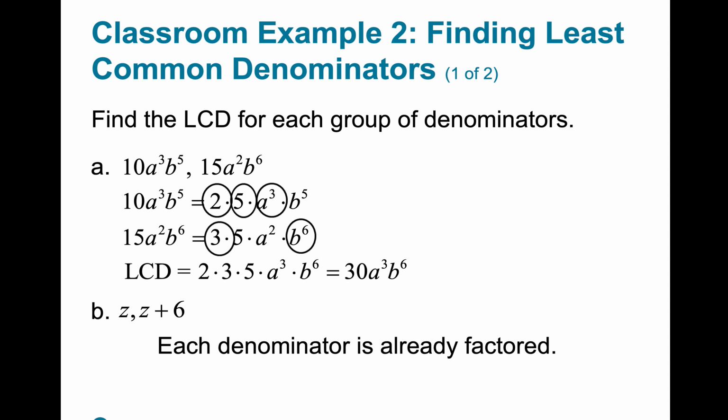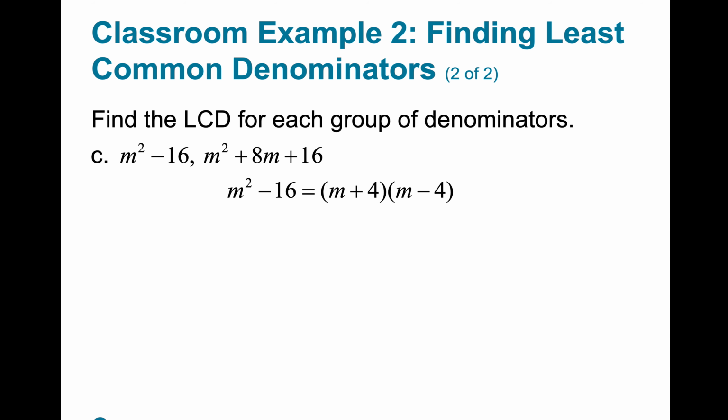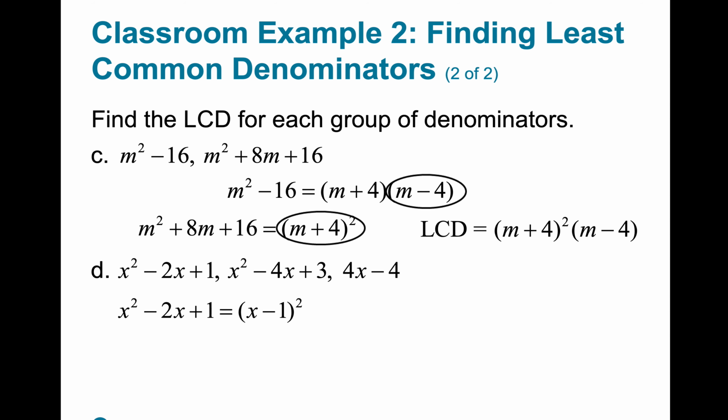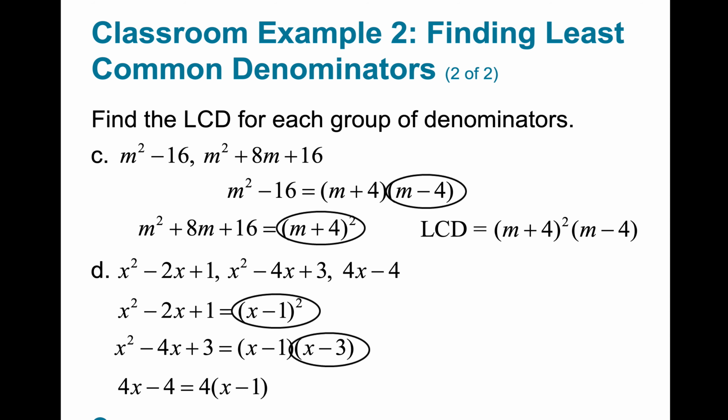With Z and Z plus 6, these are already factored, so my least common denominator is just the multiplication of the two. So it's a little bit easier when we have factored polynomials. Here's another example. So that's my least common denominator. I'm taking all the factors from each one. I'm not writing factors repeated, but I'm taking the factors of each one. So I'm factoring the statements, taking the factors from each one that are in common, and creating that common denominator.